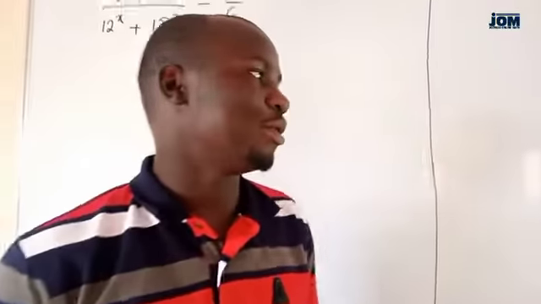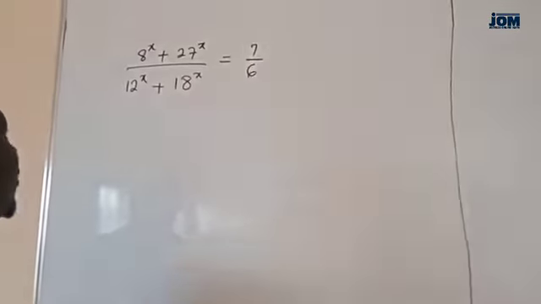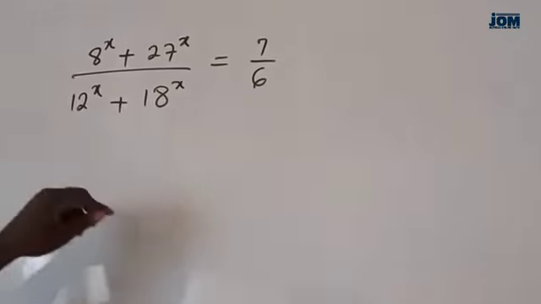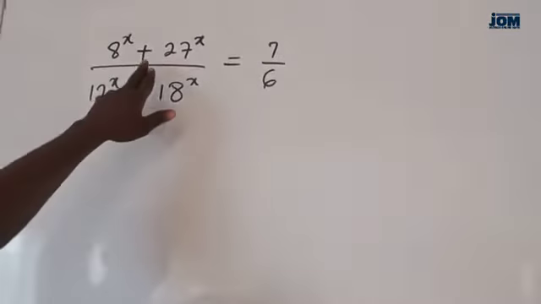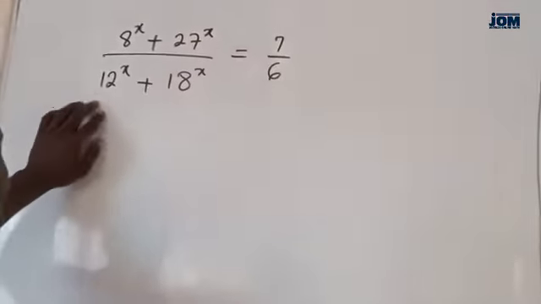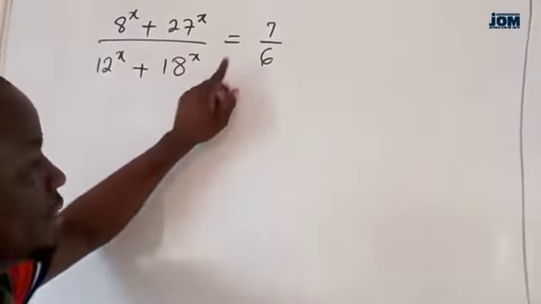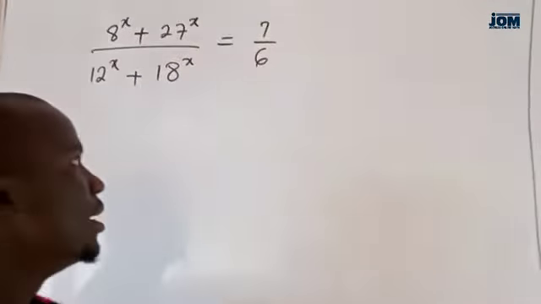Today we have a question on the board which we are going to look at. The question says 8 raised to the power of x plus 27 raised to the power of x all over 12 raised to the power of x plus 18 raised to the power of x is equal to 7 over 6. This question is under indices. It's an initial question which we are going to solve.